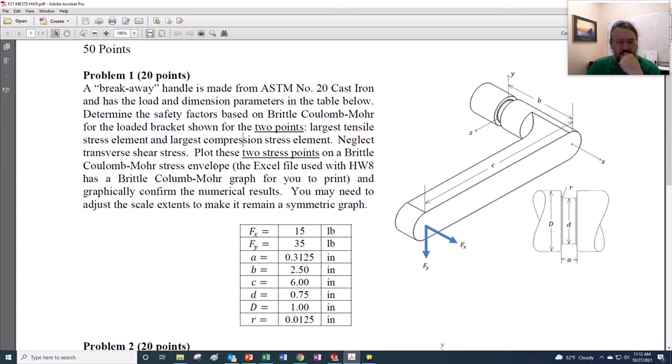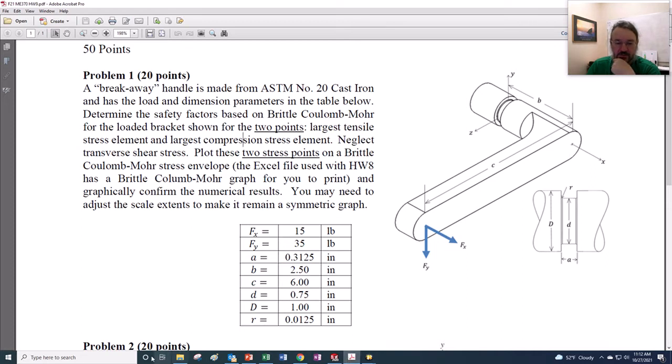Did I express that the right way? Plot these 2 points: largest tension and largest compression stress element. And you may need to adjust the scale extents to make it remain a symmetric graph. All right, so there you go.